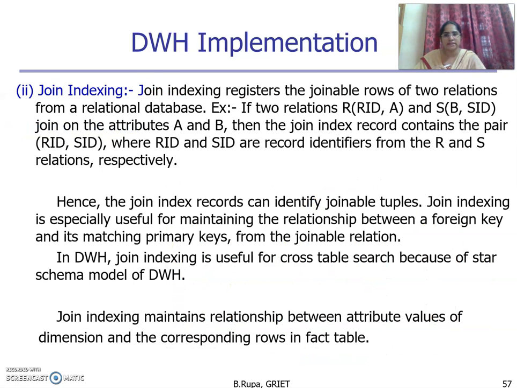Then the join indexing. The join indexing registers the joinable rows of two relations from a relational database.